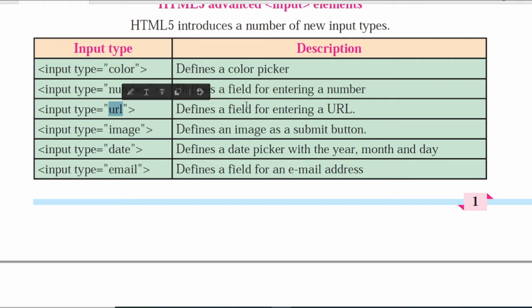Similarly, input type equal to URL. This field defines entering a URL. It means www.google.com or any other extension or any other particular hyperlink which the user can input.